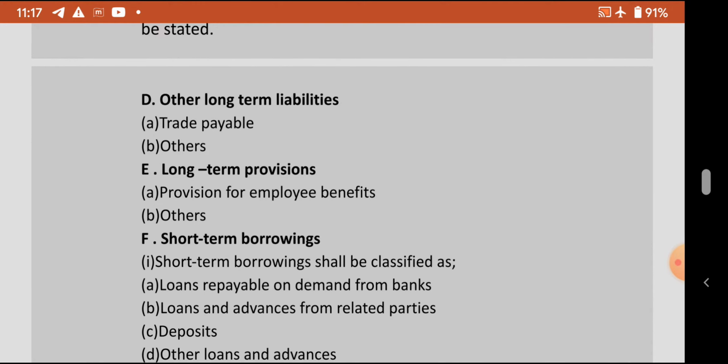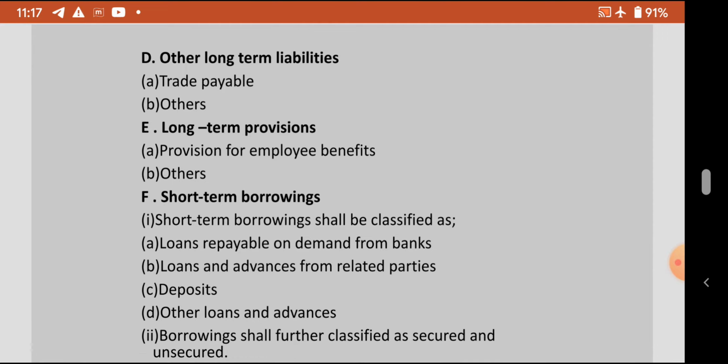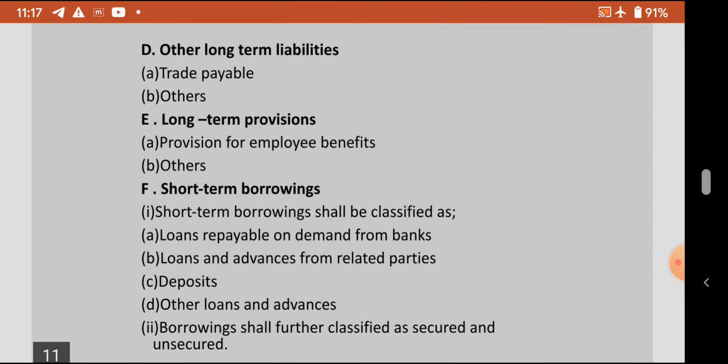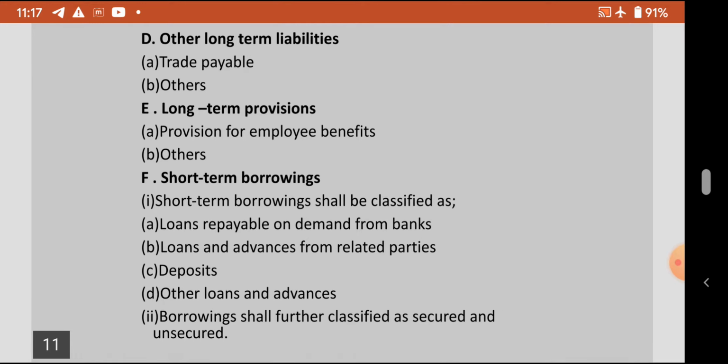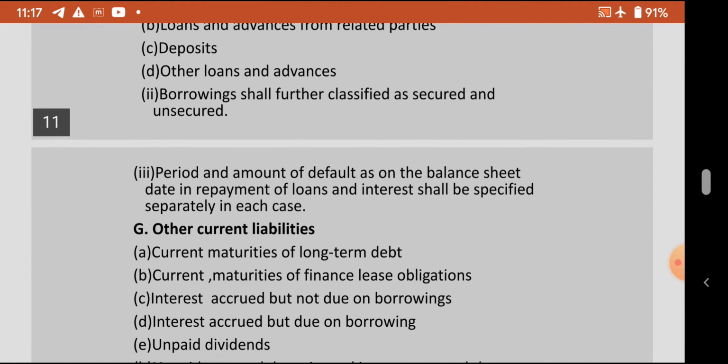Other long term liabilities can be classified as trade payables and others. Long term provisions can be classified as provisions for employee benefits. So these are taken under long term provisions. Short term borrowings shall be classified as loans repayable on demand from banks, loans and advances from related parties, deposits, other borrowings and advances.